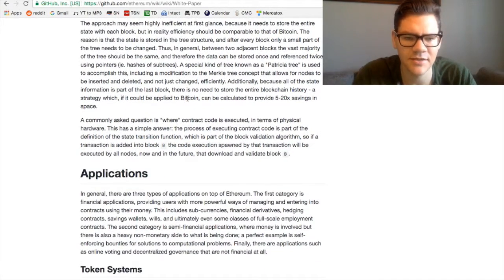A commonly asked question is where contract code is executed in terms of physical hardware. This has a simple answer. The process of executing contract code is part of the definition of the state transition function, which is part of the block validation algorithm. So if a transaction is added into the block B, the code execution spawned by that transaction will be executed by all nodes, now and in the future, that download and validate block B.